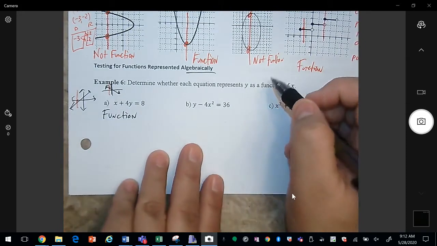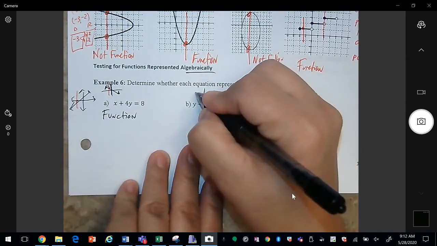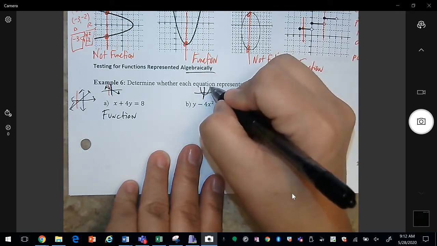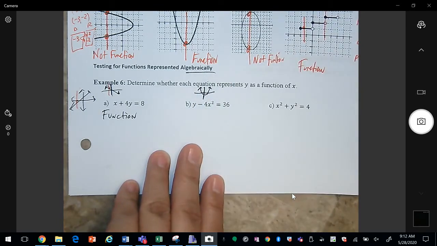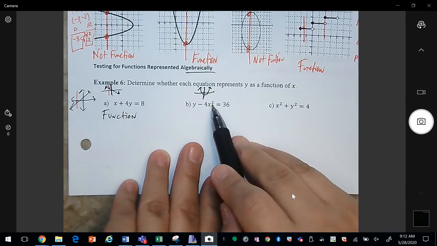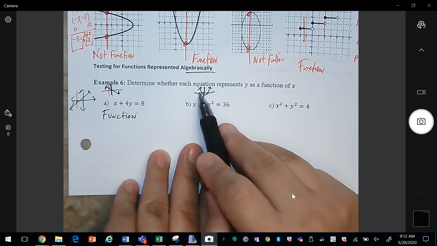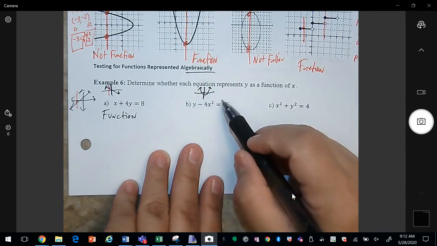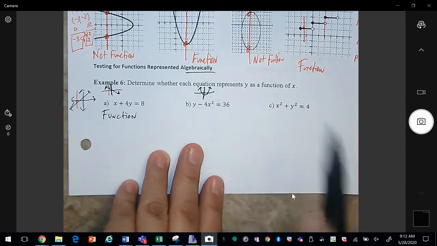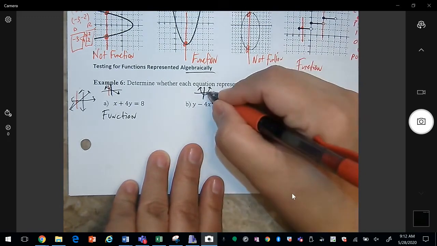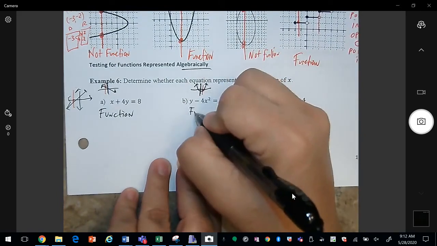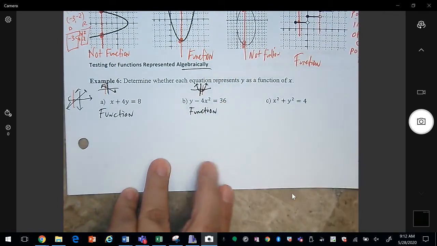Letter B, the graph for this is going to be a parabola, so it's going to have the following shape. And you'll learn that in the next few sections coming up. So if the highest power is 2 for x, it's always going to look like a U shape that is opening up, or it could open down as well. Regardless if it opens up or down, it's going to pass that vertical line test. So we say that's going to be a function.